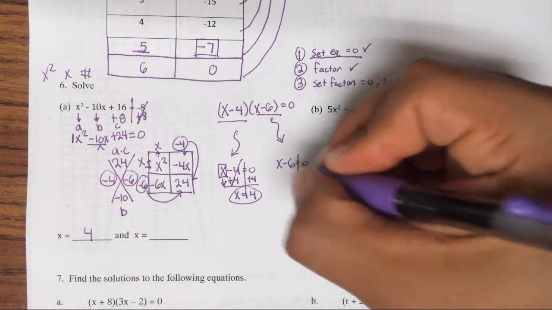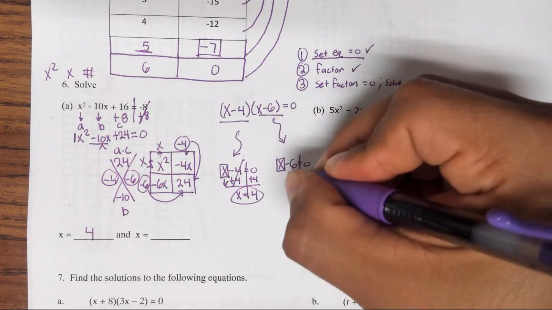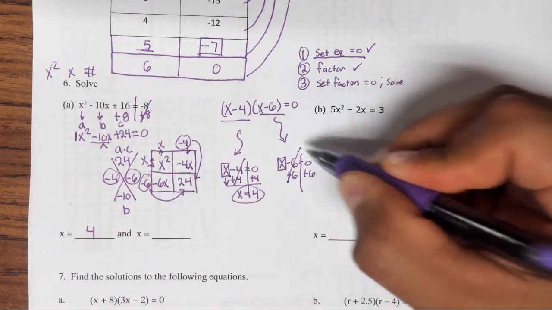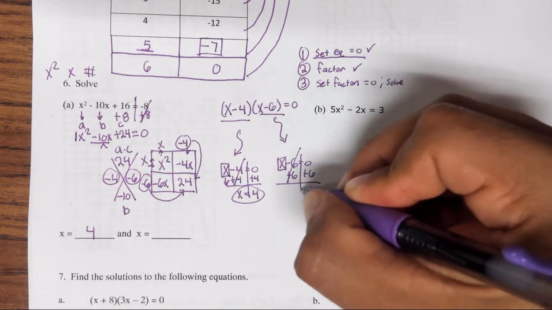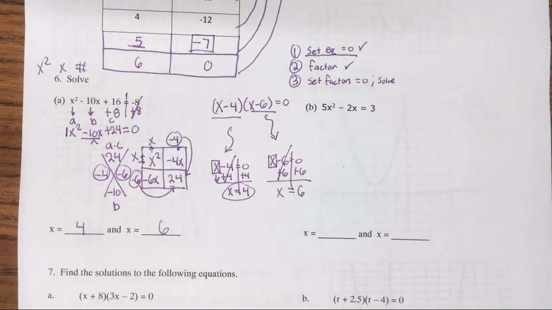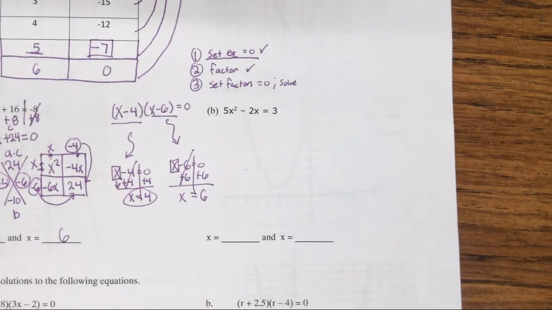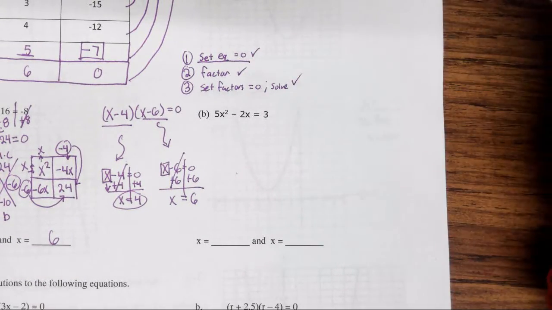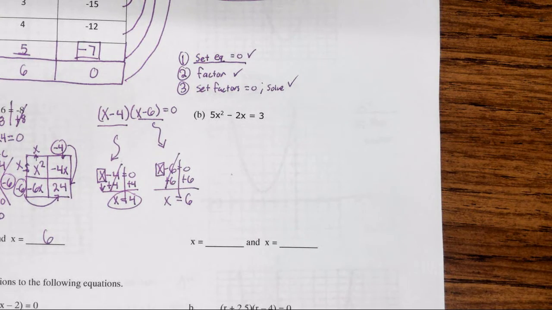And then do the same thing on this side. Box in my x, opposite sign, so I'm going to do plus 6. This goes away because it becomes a 0 pair. And then that becomes x equals 6, which is my other solution. Okay, jumping over to B. We have, again, same steps. Set equal to 0, factor, and then solve.